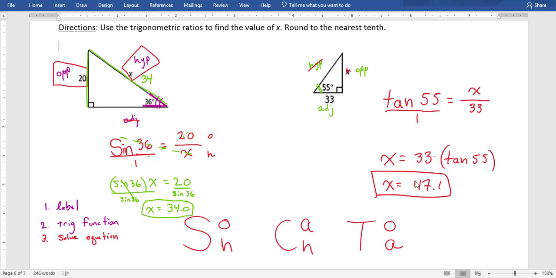Last thing I like to do is just, does this make sense? Is that side going to be larger than the 33? Yeah, I think that makes sense if it would be 47.1.